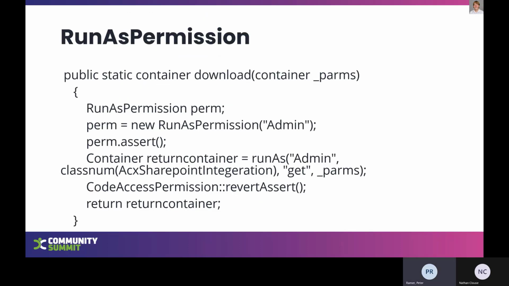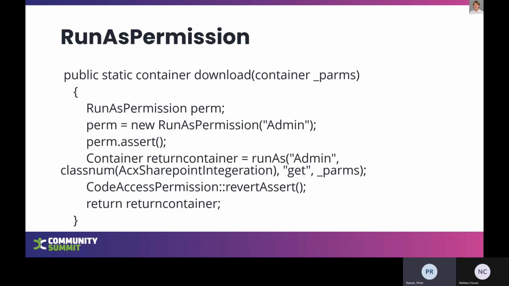And then moving on from CrossCompany, we've got RunAsPermission. There's certain operations that you may want to run as a particular user. In this case, we're going to run with the admin permission. We're going to create a RunAsPermission object, instantiate it, passing an admin. We're going to assert that permission, and then run a particular class and method, pass it some parameters, and then revert assert.